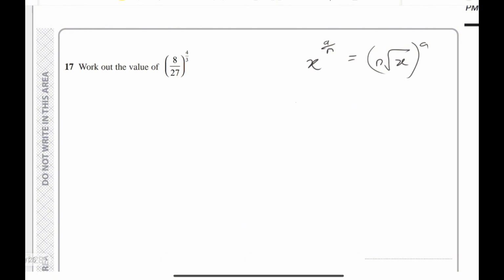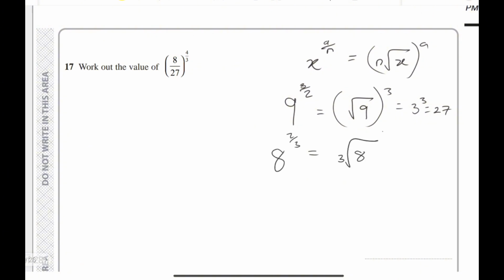This means that if I have, for example, 9 to the power of 3/2, this means the square root of 9 to the power of 3, which is 3 to the power of 3, which is 27. Or if I have 8 to the power of 2/3, this means the cube root of 8 all to the power of 2, which is the same thing as 2 to the power of 2, which is 4.